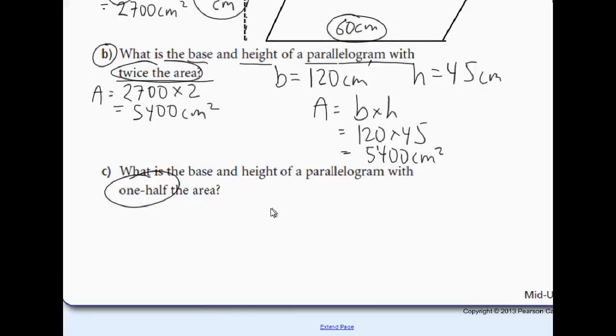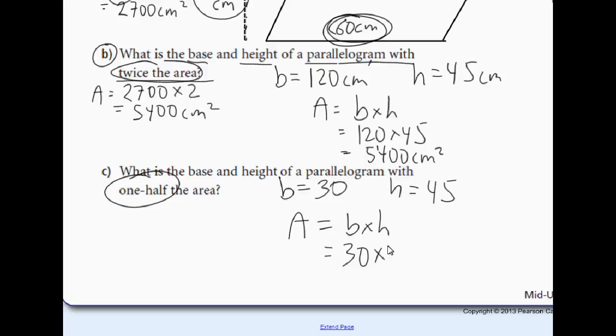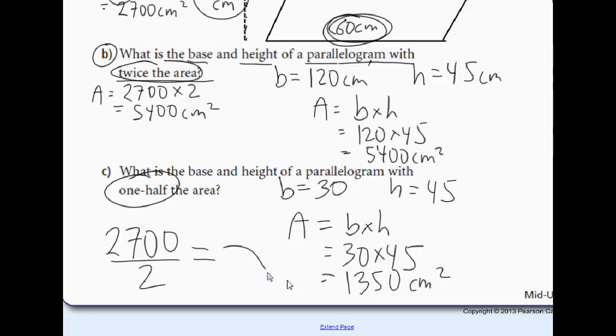Well, same thing here. I could cut one of those in half. So let's take our base, and instead of it being 60, let's make it 30. And our height is 45. Let's see what happens here. Base times height, 30 times 45. Get to our calculator. And we find out that that's 1,350 centimeters squared, which is half. If you do 2,700 divided by 2, that is equal to 1,350. So that is the answer to number 4.